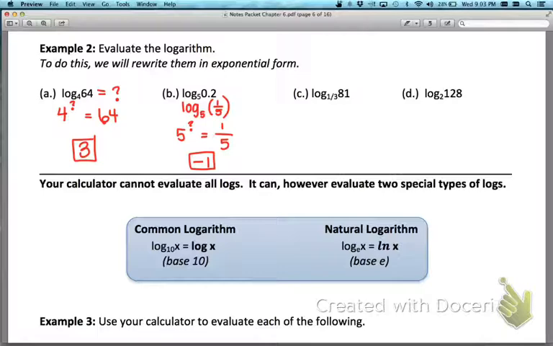Okay. Again, I would encourage you real quick to put the video on pause so that you can try C and D on your own before you come back and check your answers.